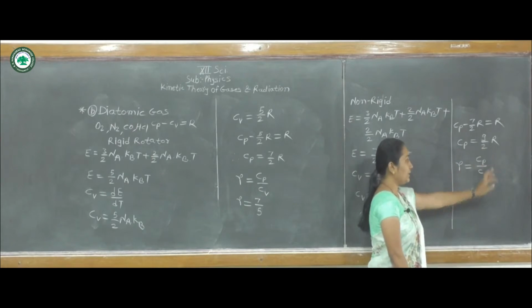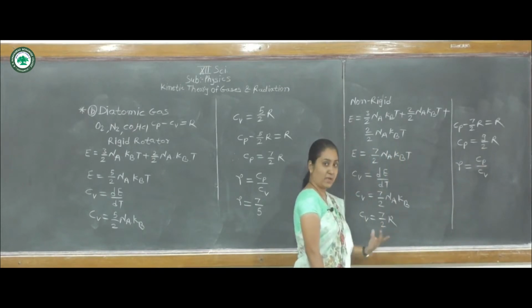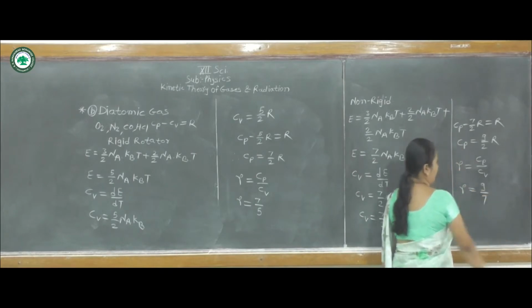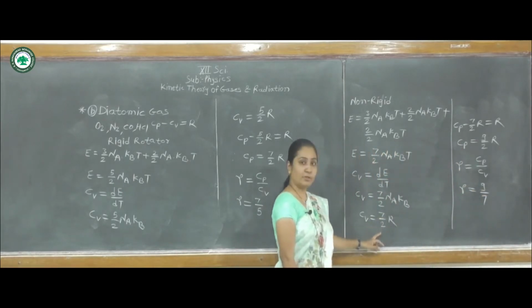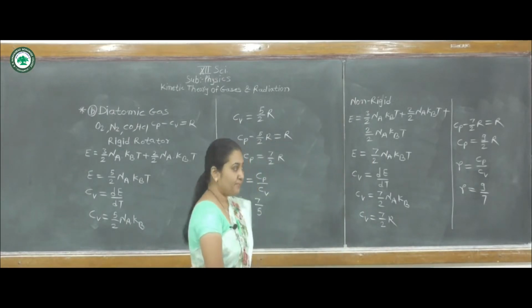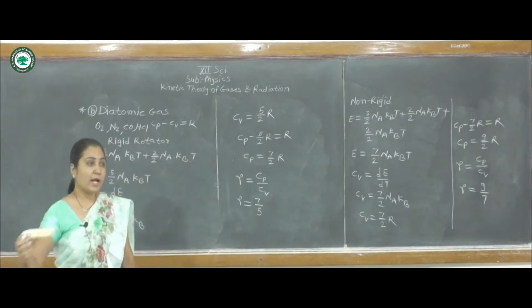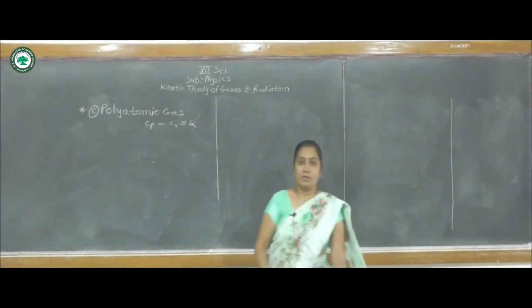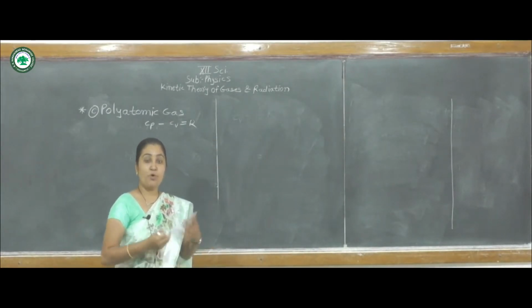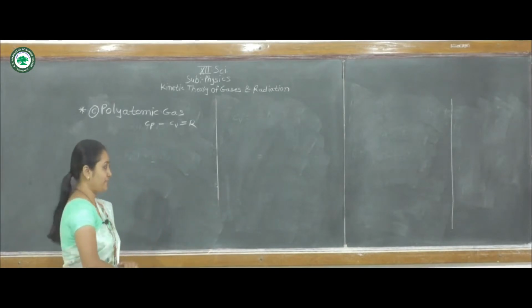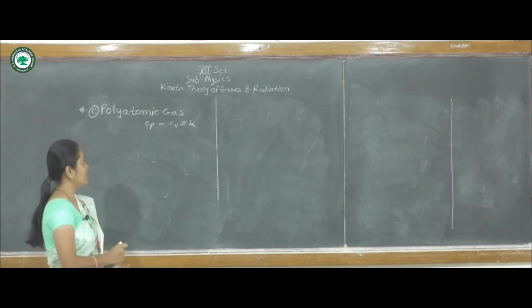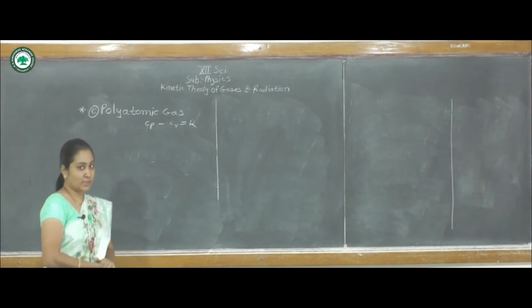Now gamma is given by Cp upon Cv. So Cp is 9 upon 2 and Cv is 7 upon 2. So we can write gamma is equal to 9 upon 7. So this is for diatomic gas. Similarly we can write for polyatomic gas. Polyatomic gas means a gas which contains more than 2 atoms in the same molecule. For example, ammonia gas is a polyatomic gas which has more than 2 atoms.